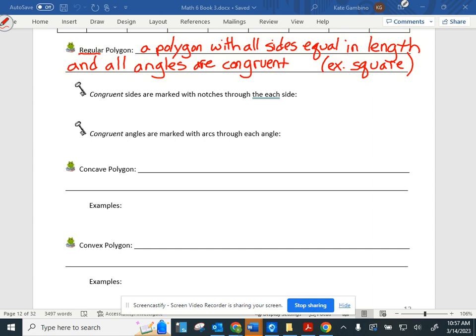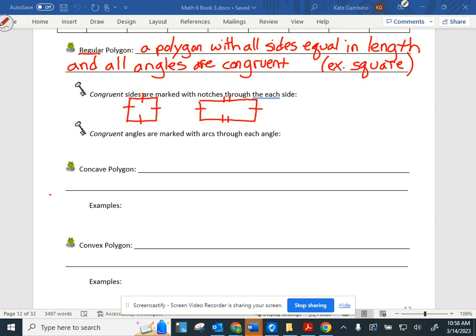Thank you. So congruent sides are marked with notches through each side. So if we look at that square, they all have the same sides there. They're all equal. We could also have our rectangle showing congruent sides, the two short ends and the two long ends. That shows congruency. So you have to match up the same notches to show which sides are congruent.